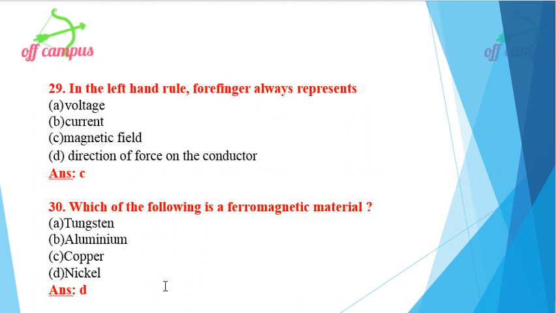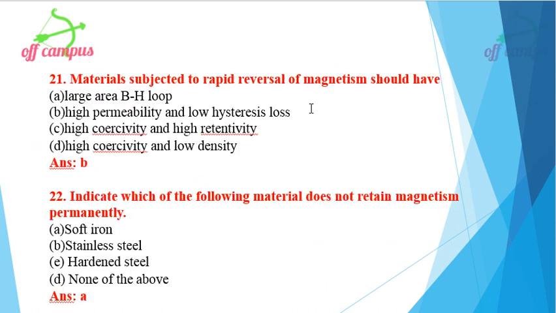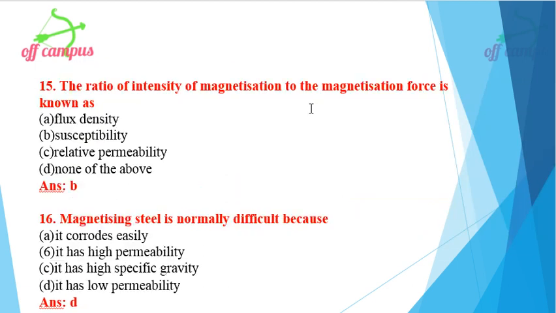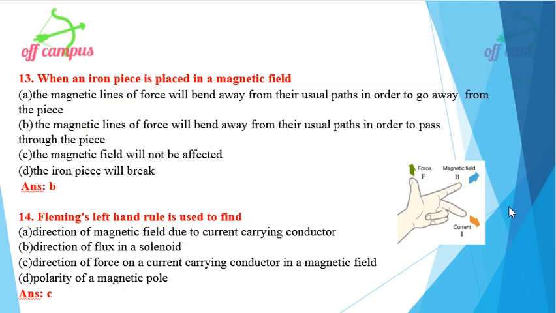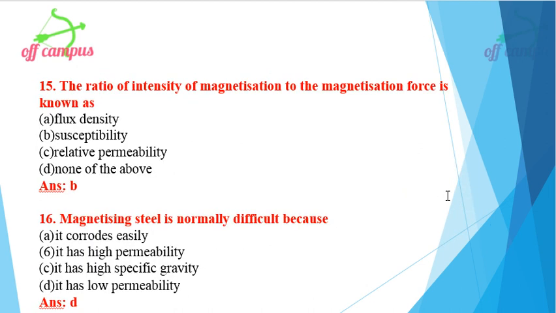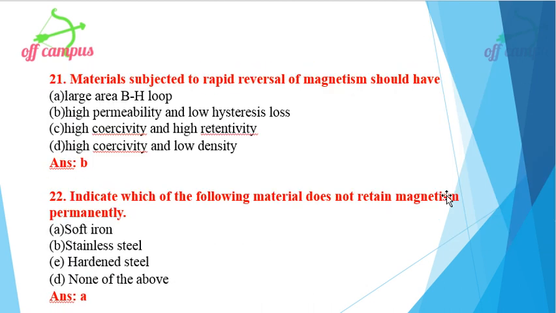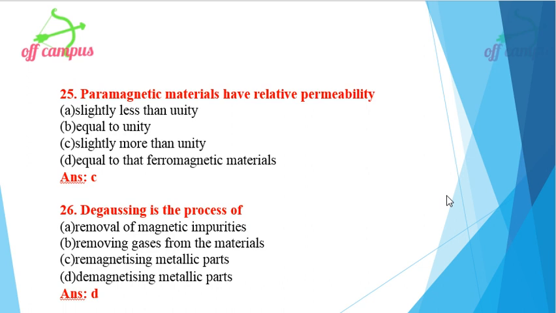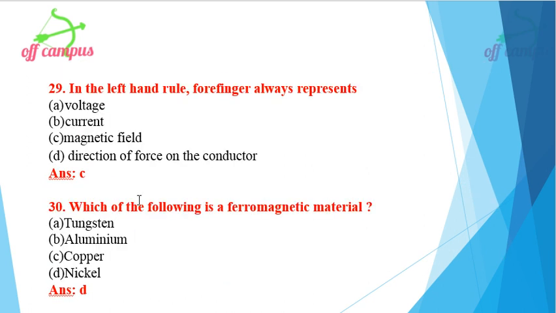Okay. Then in the left hand rule, what does the forefinger always represent? See, we'll go to what we have seen previously, which one represents what: thumb represents force, the fourth finger magnetic field, the central finger current I. So forefinger represents the magnetic field. Okay, we'll see which one. This one. In the left hand rule, forefinger always represents magnetic field. Option C is the right option.